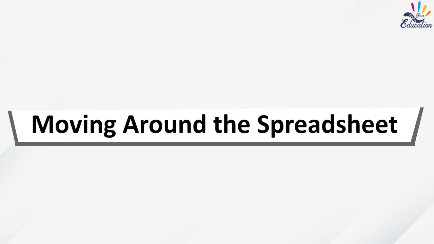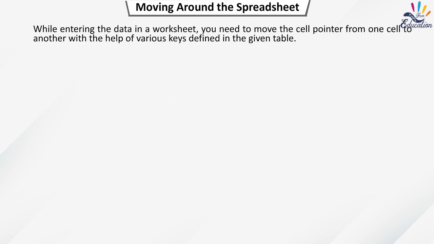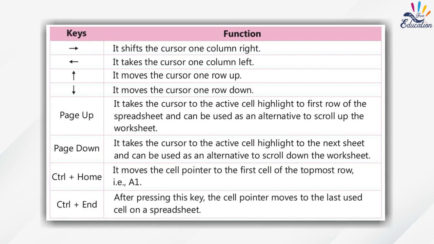Moving around the spreadsheet. While entering data in a worksheet, you need to move the cell pointer from one cell to another with the help of various keys defined in the given table. Right arrow: it shifts the cursor one column right. Left arrow: it takes the cursor one column left. Up arrow: it moves the cursor one row up. Down arrow: it moves the cursor one row down.